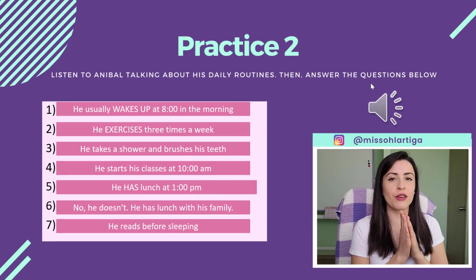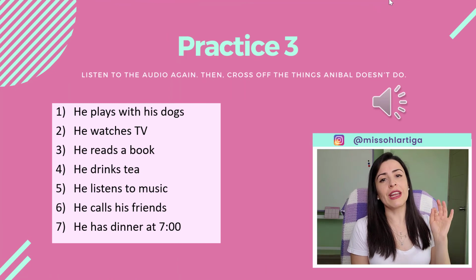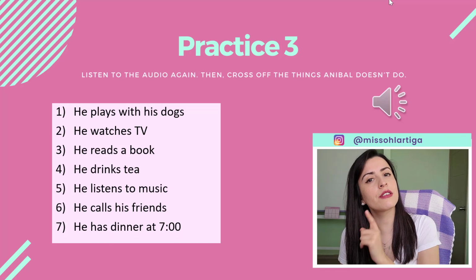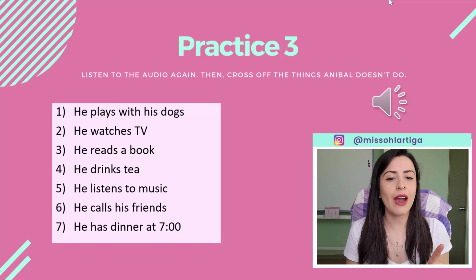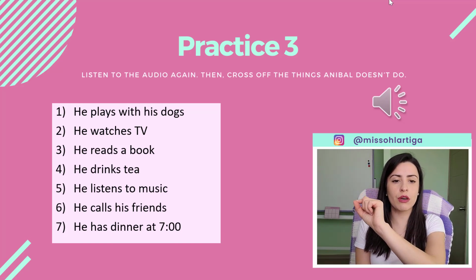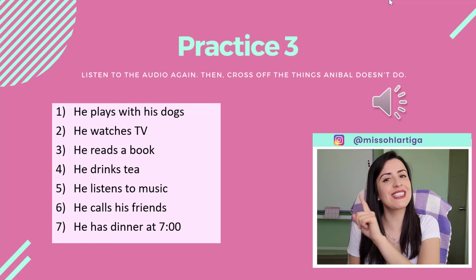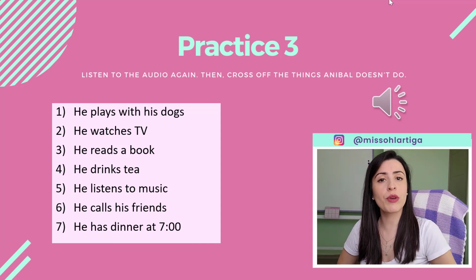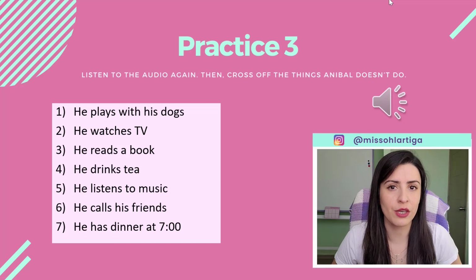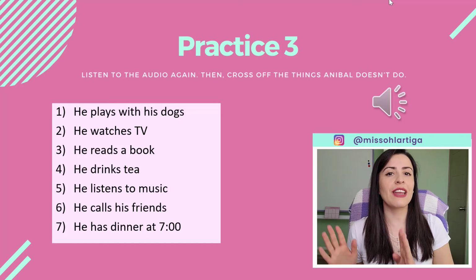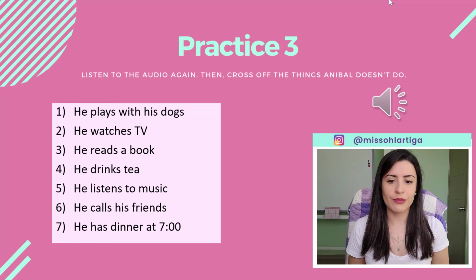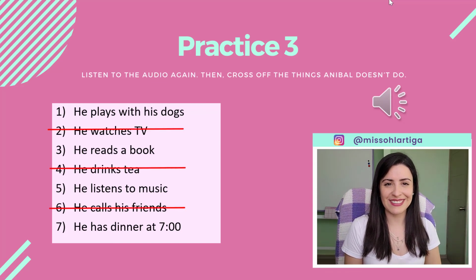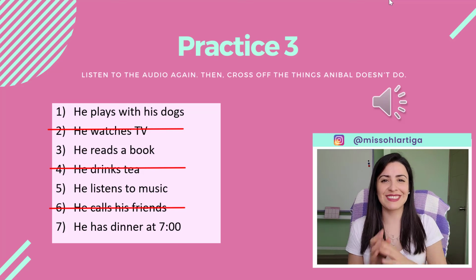Okay, good job. Ahora vamos a hacer el último ejercicio, que también es de listening. So you're going to listen to the same audio again, and now you're going to cross off the things Aníbal doesn't do, okay? So let's go. Now that you're finished, we're going to find out what are the actions that Aníbal doesn't do. Let's show them. 1, 2, and 3. Good job, guys.